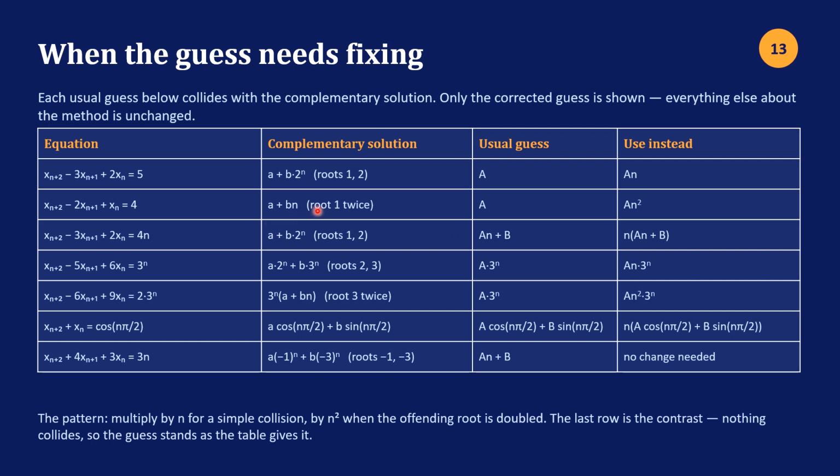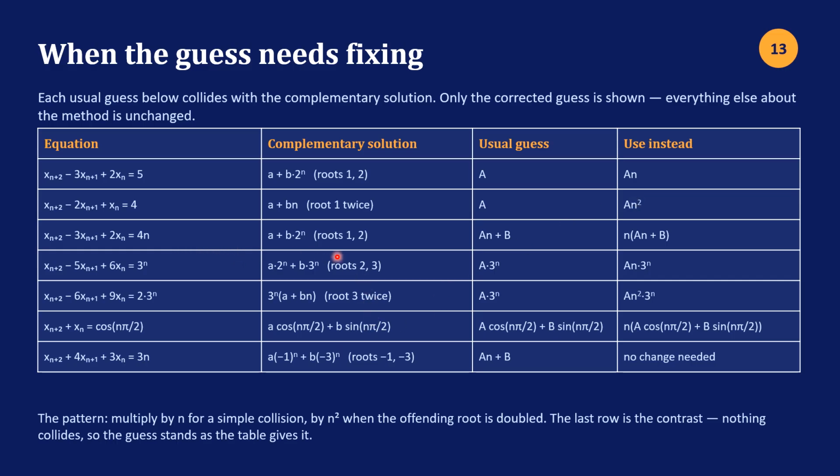We have a similar problem here. Now the root 1 is repeated, but it's the same issue. You have this complementary solution with an A that clashes with the 4. They're both constants, so we don't want to use A. Since the root is repeated, we're going to use An squared, because we also have the problem of the clashing with the n here. So if we just want the An, we would fix the clash with A, but we would still have a clash with Bn. So that's why we use n squared here.